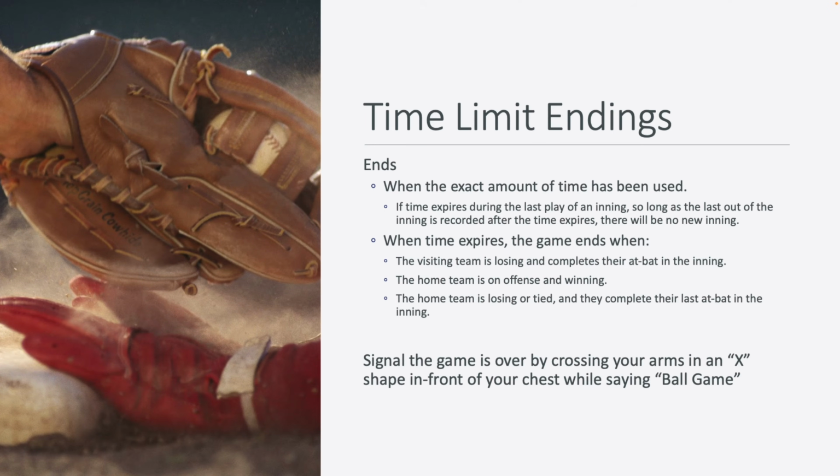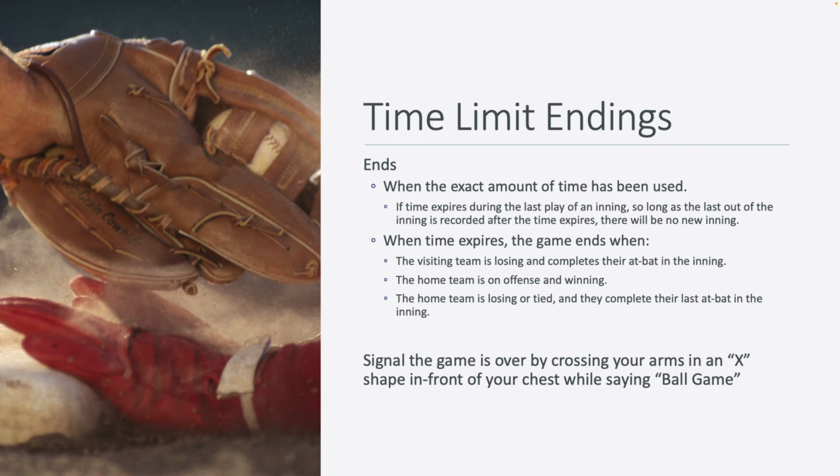Now let's talk about how the game ends in a time limit situation. It ends when the exact amount of time has been used. If time expires during the last play of an inning, so long as the last out of the inning is recorded after the time expires, there will be no new inning. What's important to note here is that after the third out in the bottom of an inning, the next inning immediately begins. So if the third out in the bottom of an inning happens just before time expires, then a new inning is started and we're going to have to play the new inning.